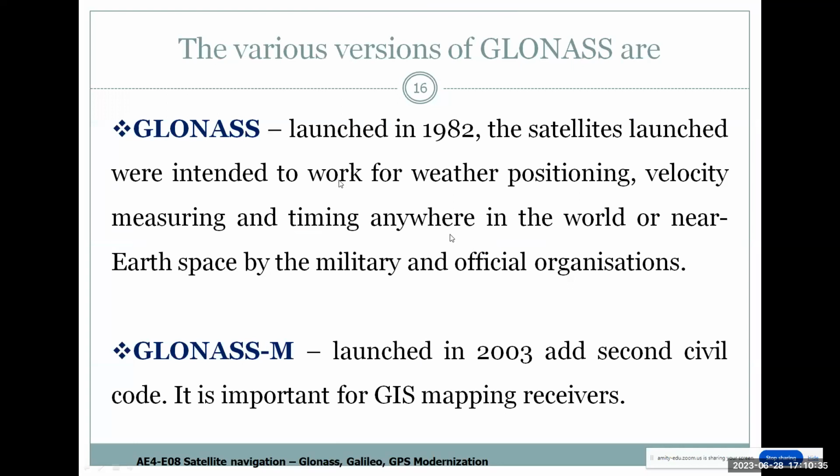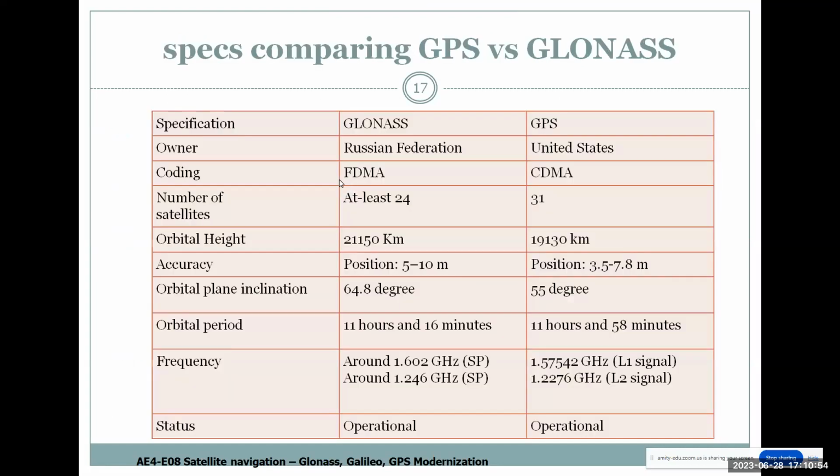In GLONASS, these satellites were intended to work for weather-independent position, velocity measuring, and timing anywhere in the world. GLONASS-M was launched in 2003, and it is inbuilt with GIS mapping of the receiver, for both GLONASS and GPS. GLONASS is launched by Russia, whereas GPS is launched by the United States, and they code through FDMA and CDMA, because in ancient times mobiles were built with CDMA, and in current times we have launched FDMA.